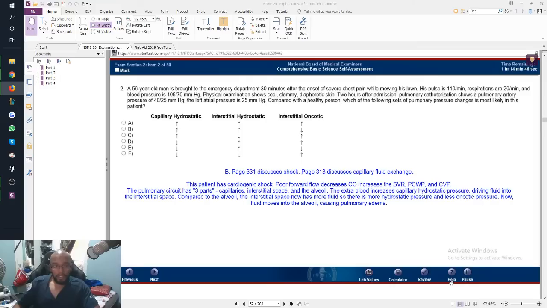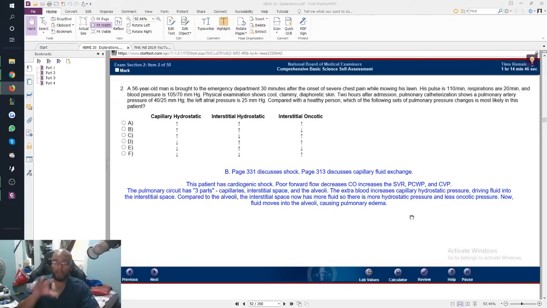The pulmonary circuit has three parts: capillaries, interstitial space, and the alveoli. The extra blood increases capillary hydrostatic pressure, driving fluid into the interstitial space. Compared to the alveoli, the interstitial space now has more fluid, so there is more hydrostatic pressure and less oncotic pressure. Now, fluid moves into the alveoli, causing pulmonary edema.